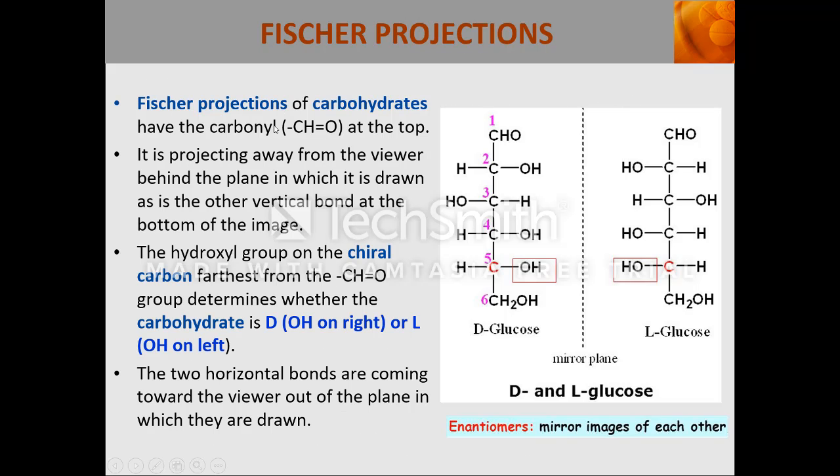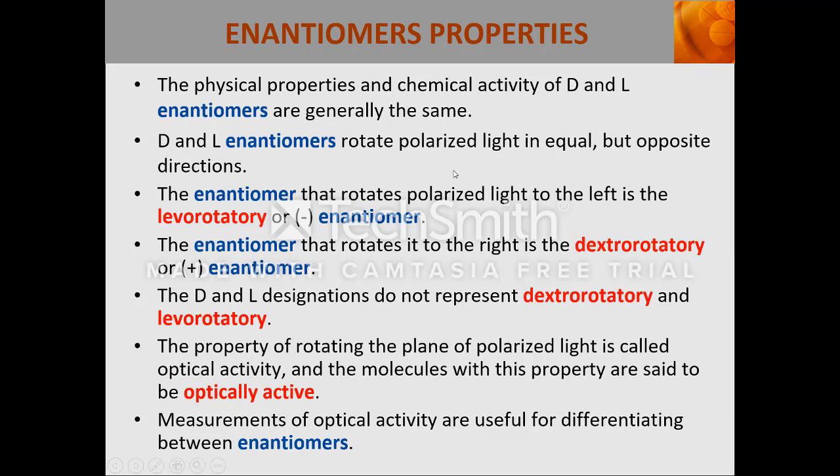Fischer projections of carbohydrates have the carbonyl group at the top. The hydroxyl group on the chiral carbon furthest from the carbonyl group determines whether the carbohydrate is D if OH on the right or L if OH on the left. The physical properties and chemical properties of D and L enantiomers are generally the same. D and L enantiomers rotate polarized light in equal but opposite directions.